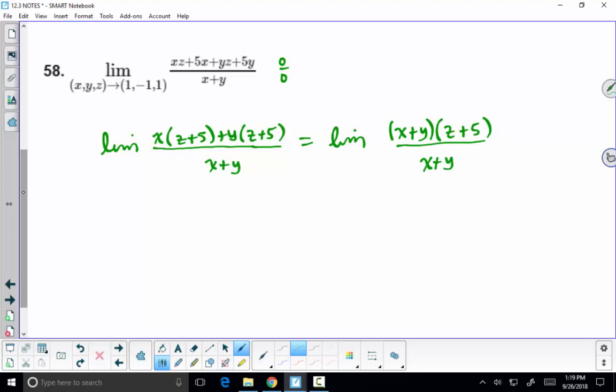So when we factor by grouping, we end up seeing a common factor of x plus y. And so our limit is z plus 5, and we're investigating the ordered triple where z is 1. So this would have a limit of 6. Factoring by grouping. Good old days. Old school. Back to basics. All right, any questions on that?